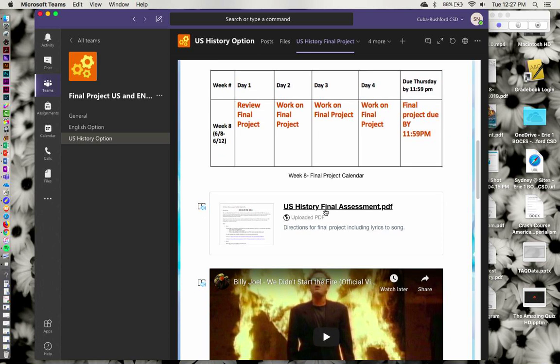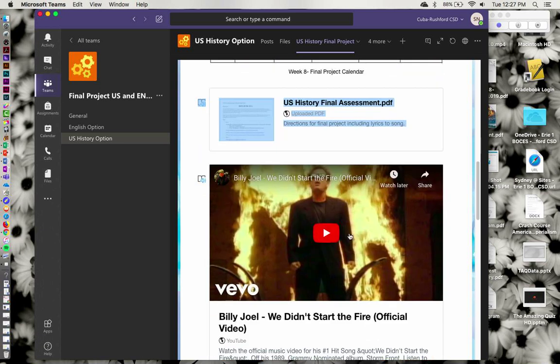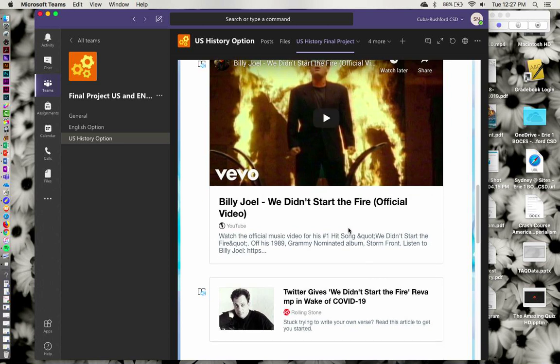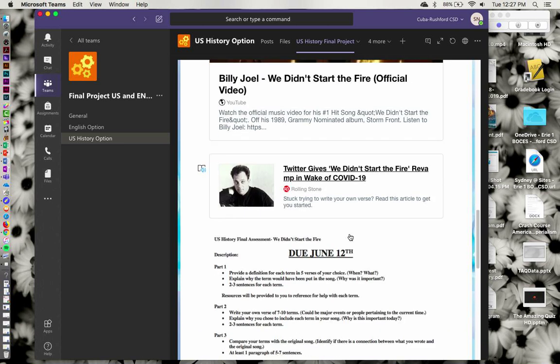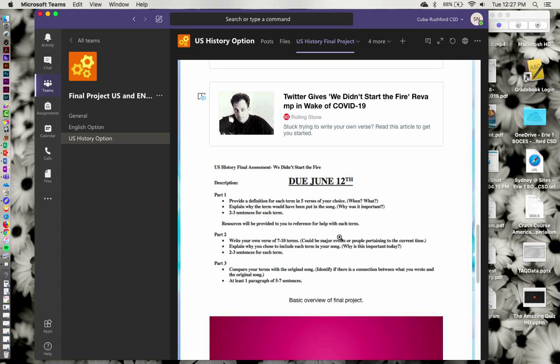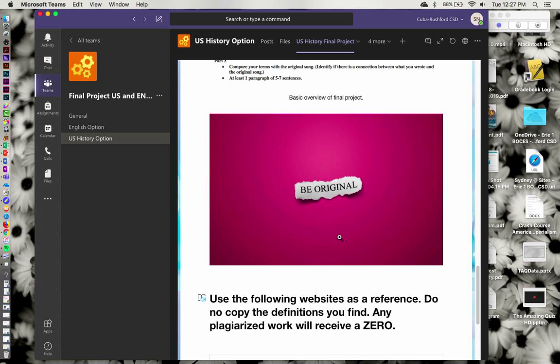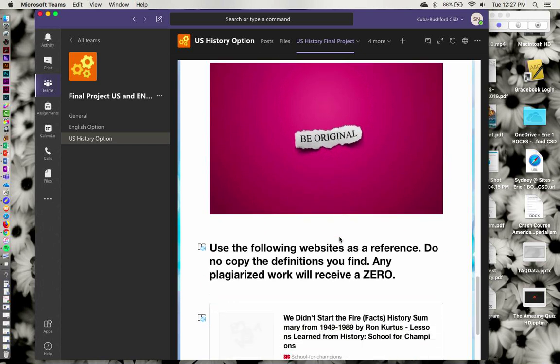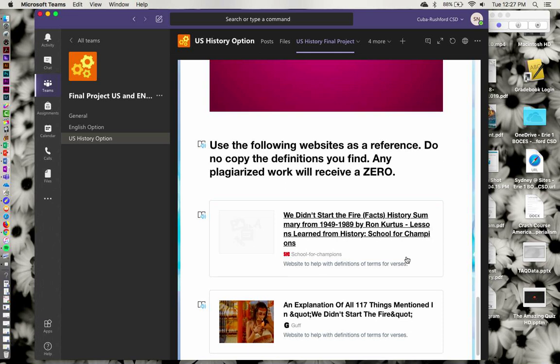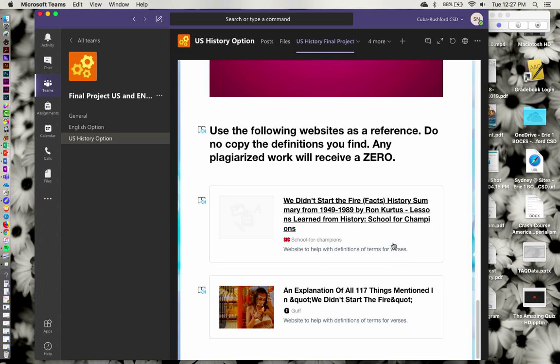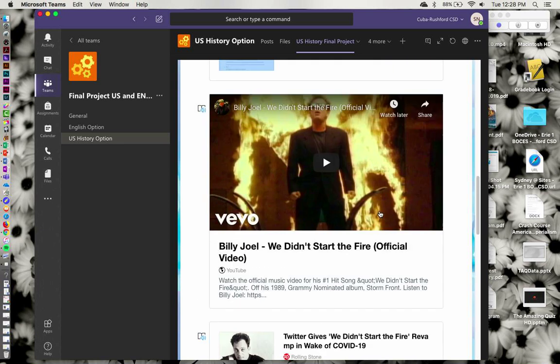You're going to find that first document that I was working off of. If you click on that, that's going to give you the explanation for your whole project. You've got the song here in case you want to listen to it, We Didn't Start the Fire. This is that Rolling Stone article. You've got a brief overview of all the parts in case you forget. And a reminder here to be original. Do not copy from the last two pieces here, which are those websites that talk about all of the different pieces of the song, all of the different terms.